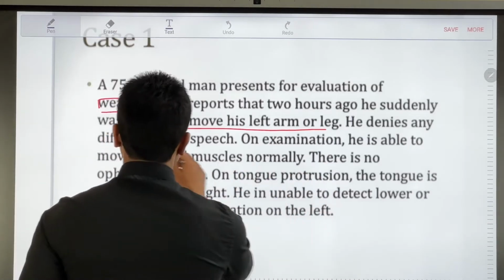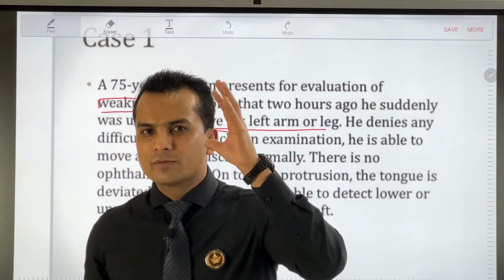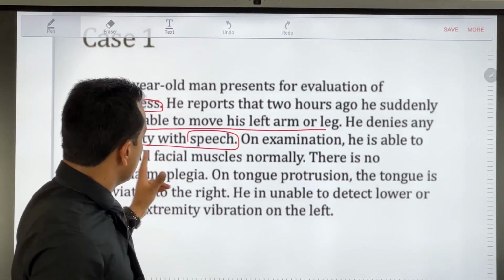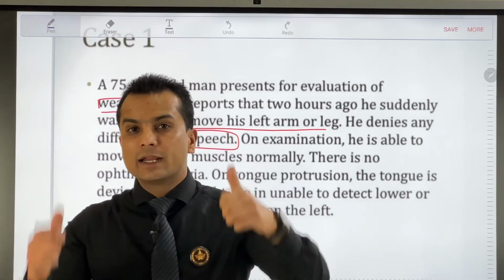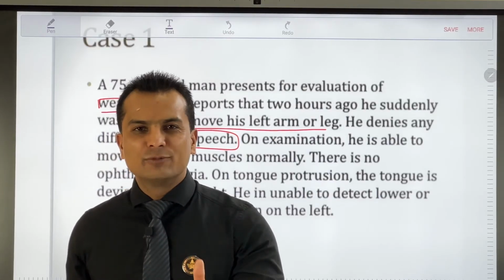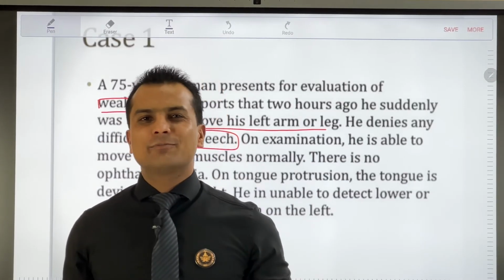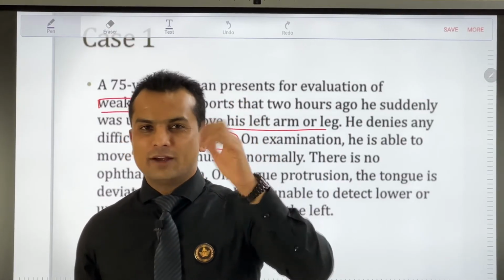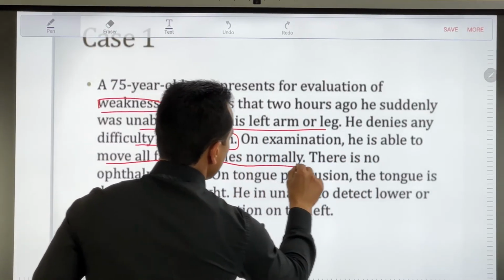Next, he denies any difficulty with speech. You know that speech areas are localized in the left cerebral dominant hemisphere. So there is no aphasia, speech is intact. It means the upper brain is intact. Honestly, MCA is okay. This is not a stroke of the MCA, not a stroke of the upper brain, especially not the left-sided upper brain, because speech areas are localized in your left hemisphere.